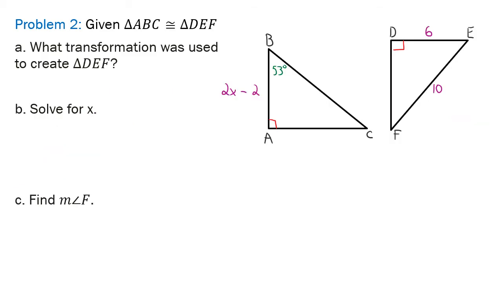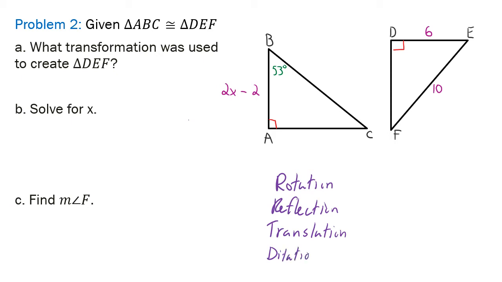All right, so this is asking a few different questions. It's given us the congruency statement that triangle ABC is congruent to DEF. The first question is, what transformation was used to create triangle DEF? Well, our options are going to be a rotation, a reflection, a translation, and a dilation.